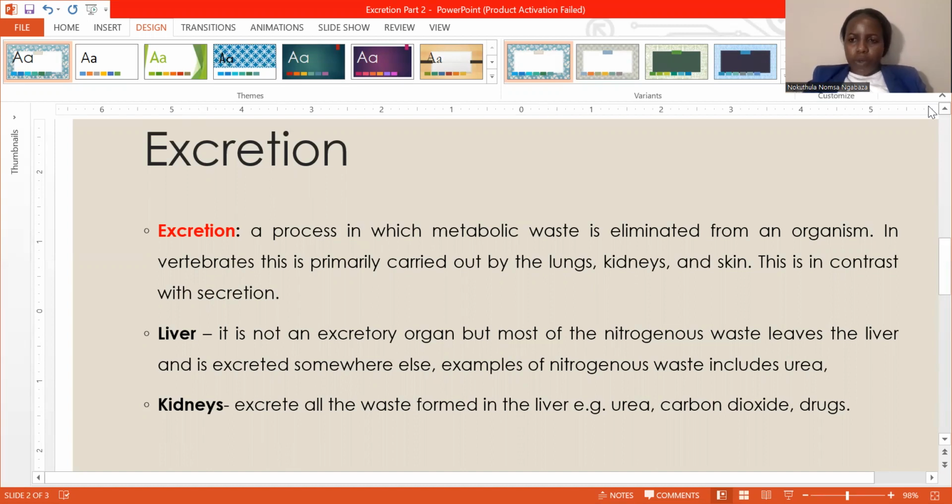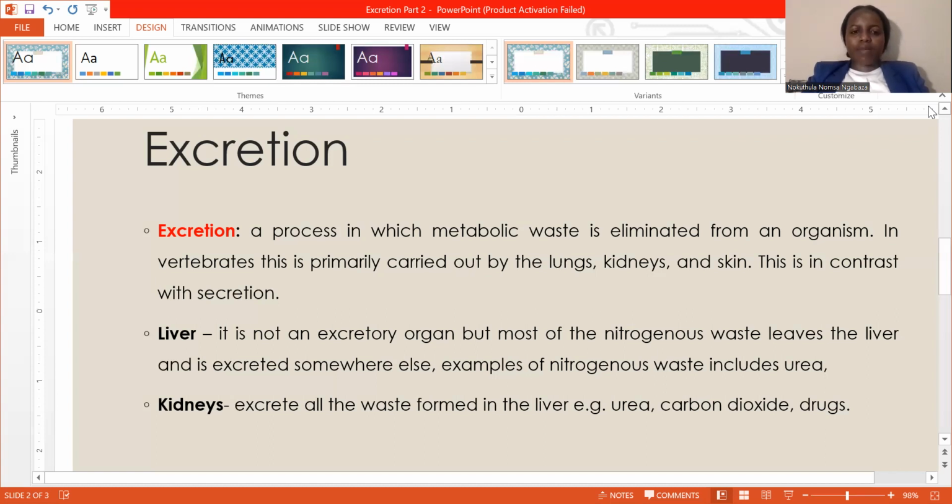When it comes to excretion, there are many organs working hand in hand to make sure that nitrogenous waste or metabolic waste is removed from our bodies. We've got lungs, kidneys, skin, liver, and also the colon. All of these work together to remove the metabolic waste in our bodies. One thing I don't want you to mistake is that excretion and secretion are different.